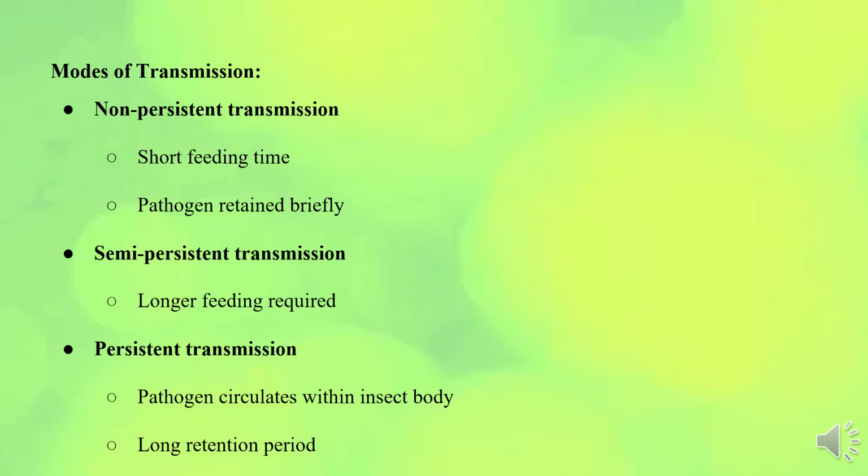Modes of transmission are of three types. Non-persistent transmission, where a short feeding time is needed and the pathogen is retained briefly. Next is semi-persistent transmission, where a longer feeding time is required. The last one is persistent transmission. Here the pathogen circulates within the insect body, with a long retention period.